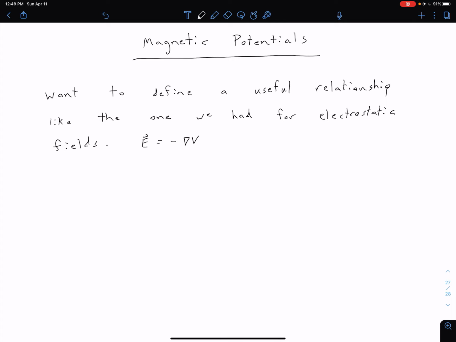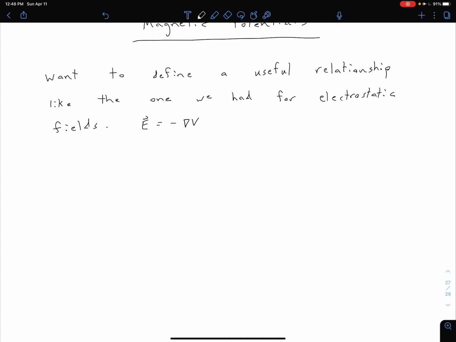And so that turned out to be useful in a lot of different situations, particularly when we were looking at solving using our boundary value conditions. So our potential was very important there. So it turns out, of course, we can define a magnetic potential, otherwise we wouldn't be talking about it. And we have two different types of magnetic potentials depending on the characteristics of the problem. We'll see in some cases we can't have one of the two types, and depending on what we're looking for.